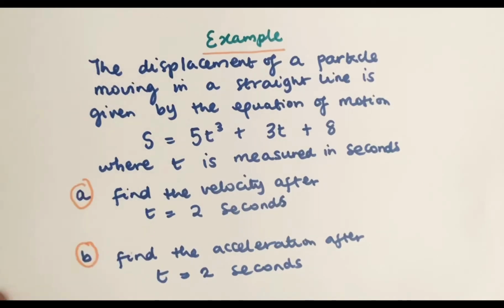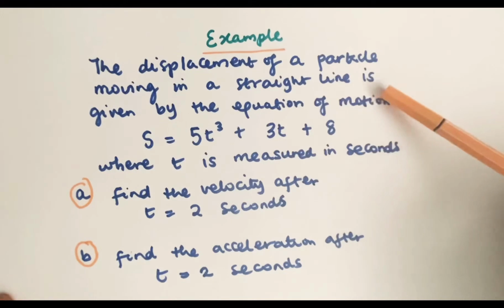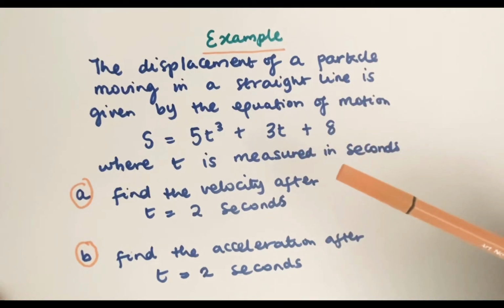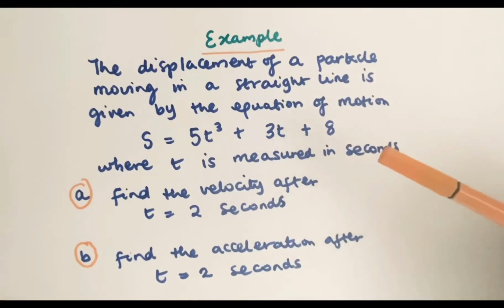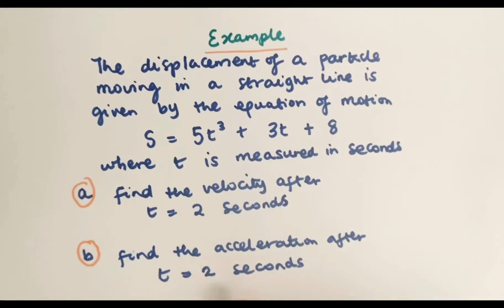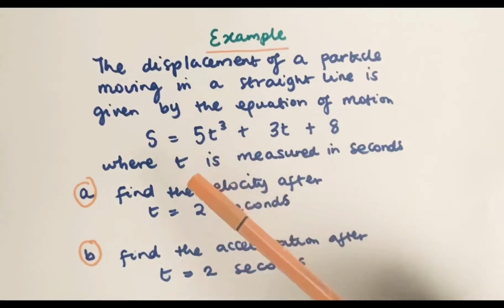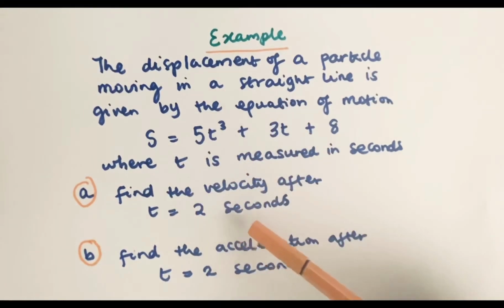This example says the displacement of a particle moving in a straight line is given by the equation of motion S is equal to 5t cubed plus 3t plus 8, where t is measured in meters. Find the velocity after t is equal to 2 seconds and find the acceleration after t is equal to 2 seconds. So we're being given the equation of motion, which is the displacement, yeah? And we're being asked to find the velocity.